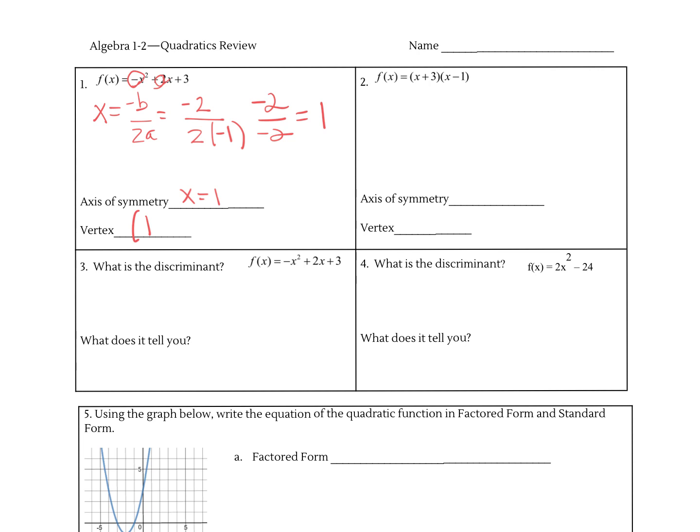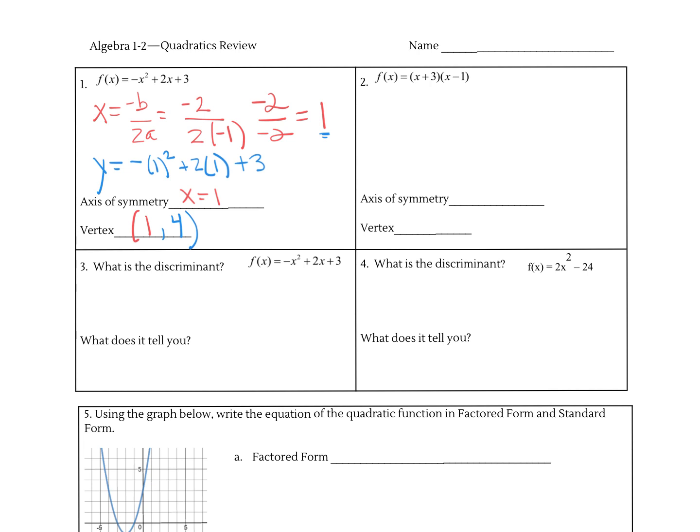Now we're going to go back into the original equation, and wherever we have an x, we're going to put in 1. And so when I substitute in here, I'm going to say that f of x, or y, is equal to the opposite of x squared plus 2 times x plus 3. You can see that I've substituted that value of 1 into the equation in place of x. And when you follow order of operations there, you would find that the y-coordinate is 4.